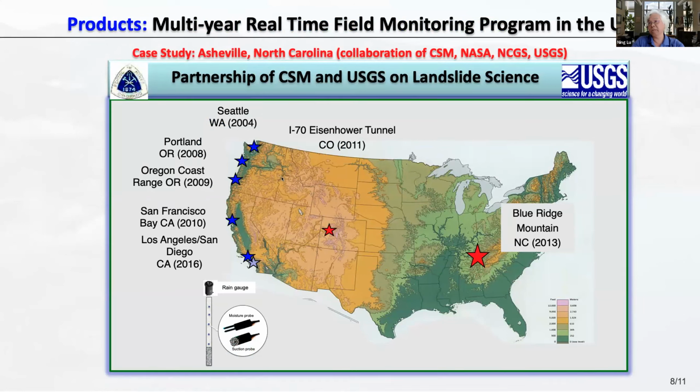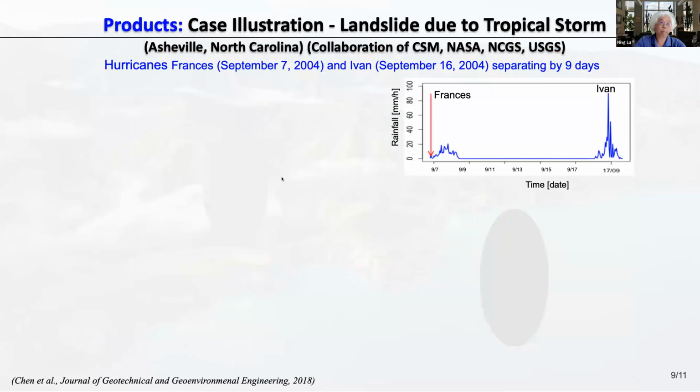The example I'm going to use for the model prediction is on the East Coast of North Carolina under hurricanes. If you go back to Hurricanes Frances and Ivan in 2004, the events actually hit North Carolina and caused a lot of landslides. Very interesting is that these were two sequential hurricanes.